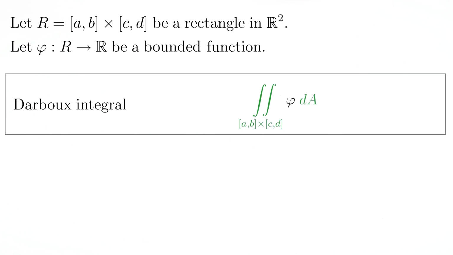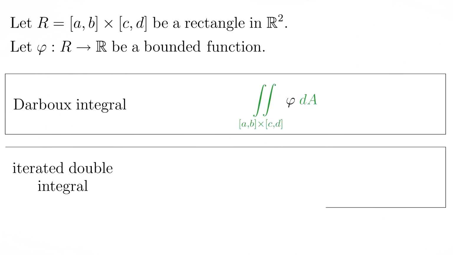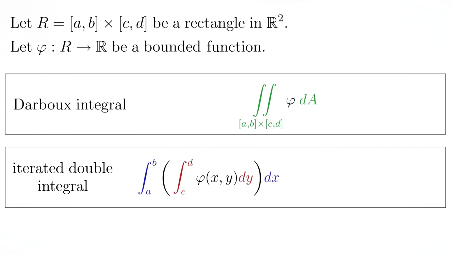The other 2 kinds are called iterated double integrals, defined using 2 one-dimensional integrals. These are sometimes called the dy dx integral and the dx dy integral, based on the order of integration. Before continuing this video, make sure you have had some introduction to these formal definitions.